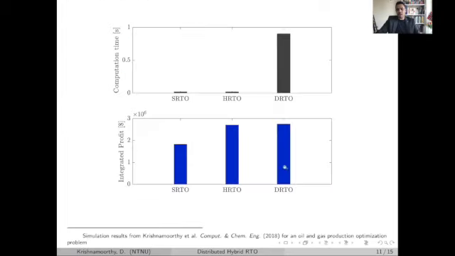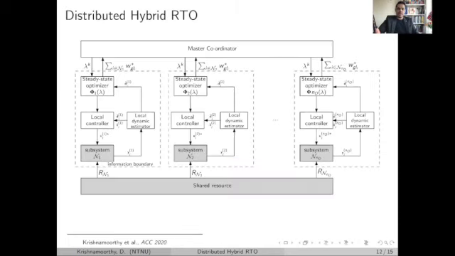And we showed that for an oil and gas production optimization example, by using the proposed hybrid RTO framework, we can get a performance that is similar to the dynamic RTO approach, but at computation times similar to steady state RTO. So the idea here is now to extend the proposed hybrid RTO framework into a distributed hybrid RTO framework.